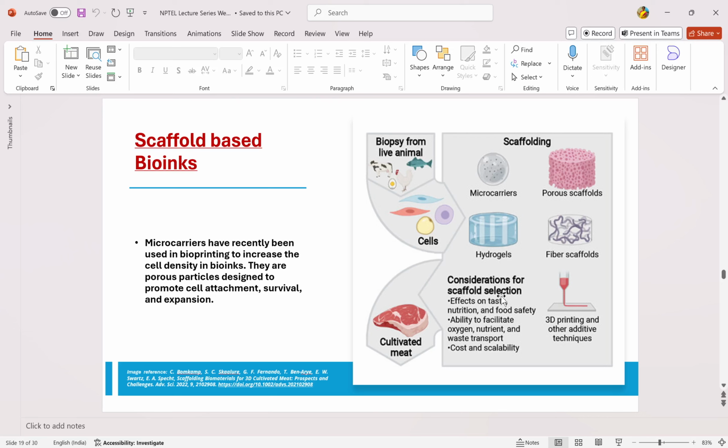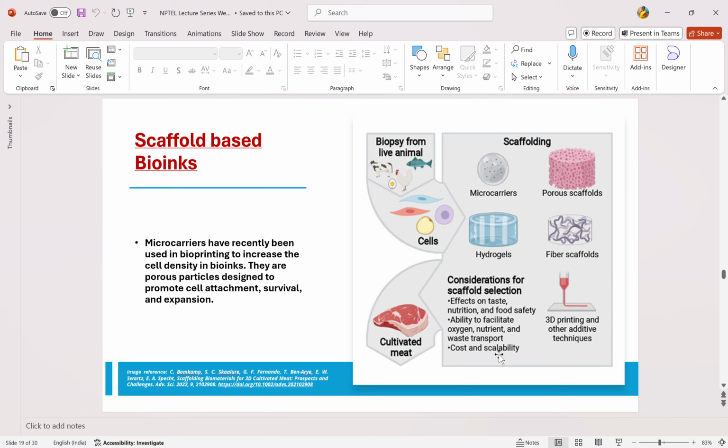So consideration for scaffold selection is basically effects on taste, nutrition, and food safety, ability to facilitate oxygen, nutrient, and waste transport, cost, and scalability. So if you're 3D printing an organ, the cost should not be too high, and you can scale it up to an industrial level, then only it will be effective. If the cost is too high, then a person who is waiting for an organ transplant cannot afford it. So you have to use materials which will be cost effective, so that the 3D printed organ is cheap.